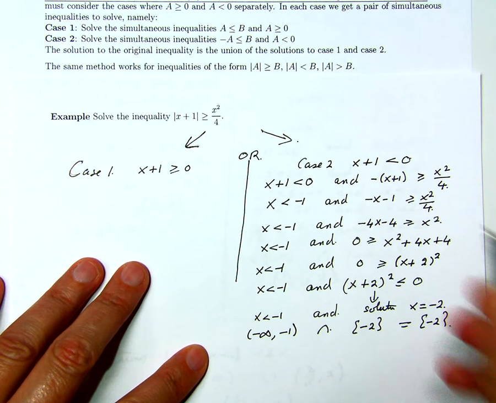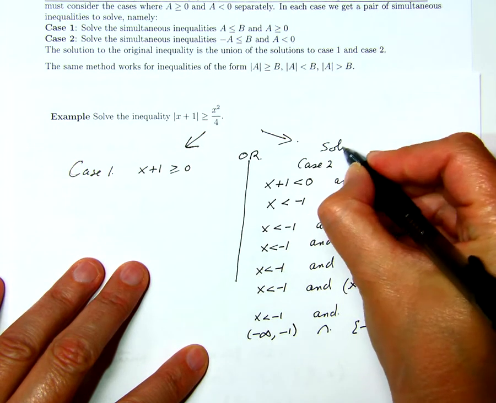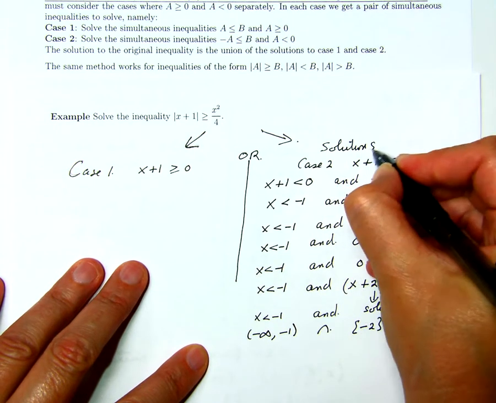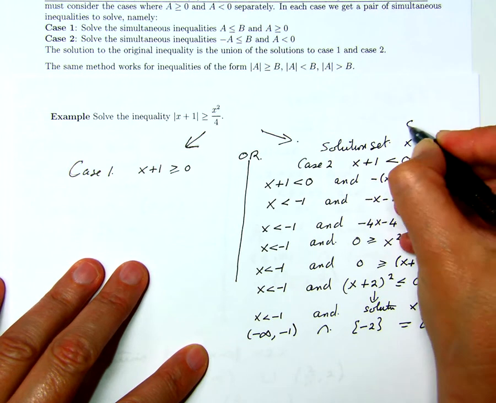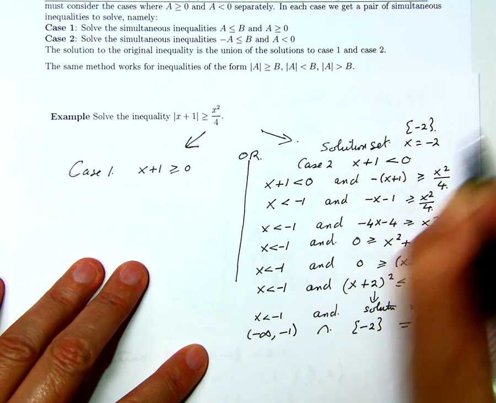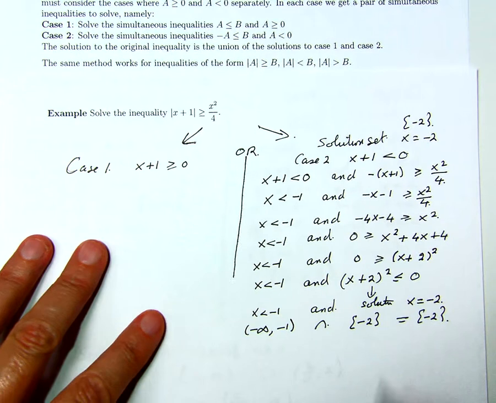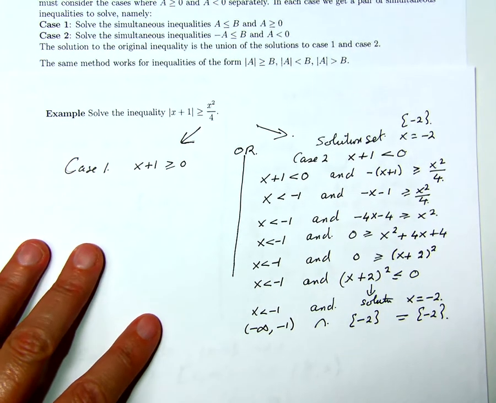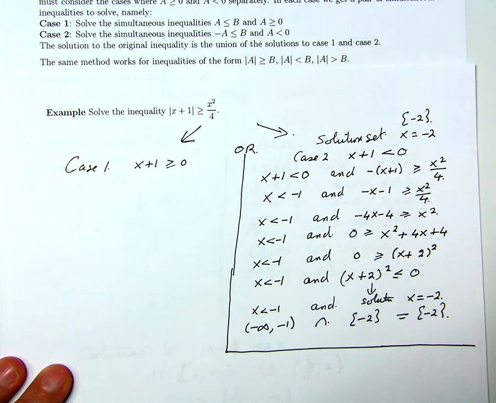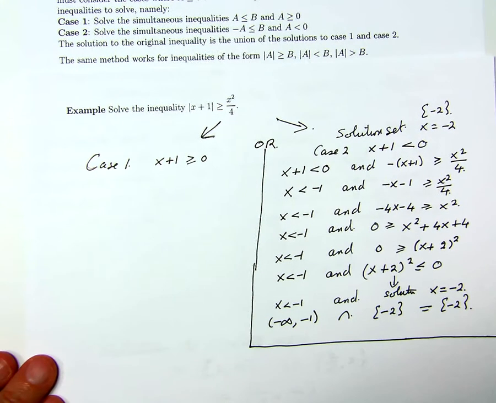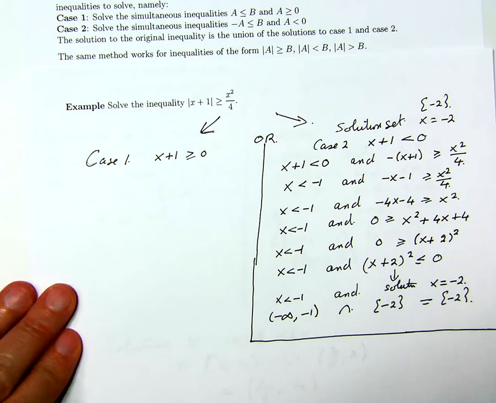So the solution set here is just a single number. It's x equals negative 2, or another way of writing that is just the set with the single value negative 2. Okay, well that takes care of case 2. Case 1 is going to be a little more complicated.